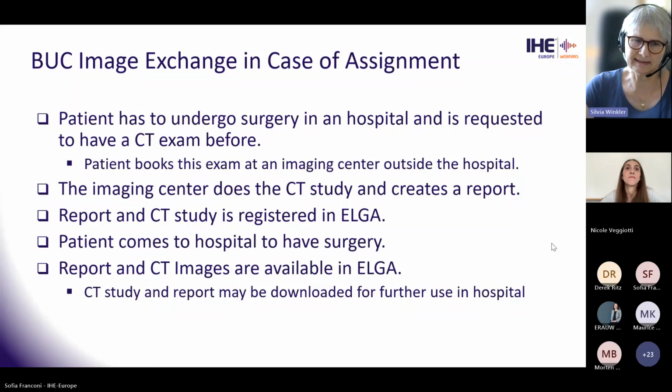When the patient then comes to the hospital to have surgery, the reports and the CT images are available in this national electronic health record, in ELGA. They can be downloaded from there and imported to the local infrastructure in the hospital for further use. Next slide, please.